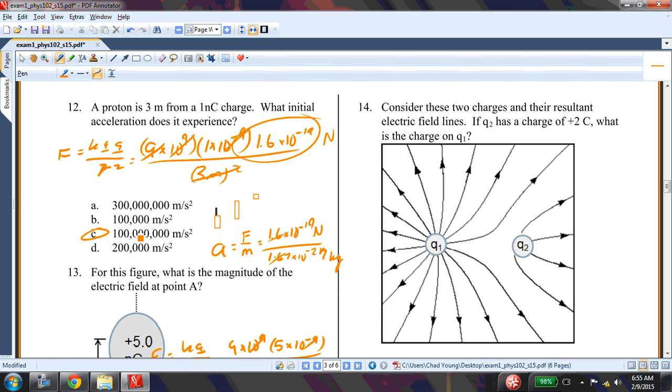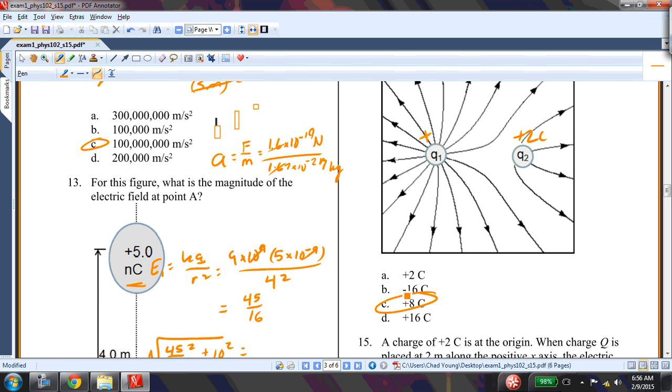Consider these two charges and their resultant electric field lines. If Q2 is plus 2 coulombs, what is Q1? Well, first of all, I know that Q1 is positive because its lines are coming out. I have 4 field lines over here. I have 4, 8, 12, 16 over here. So I have 4 times the charge over here, and it's positive. That's going to be plus 8 coulombs.